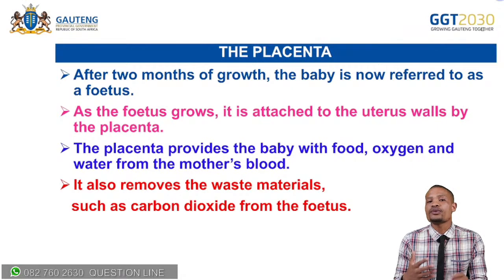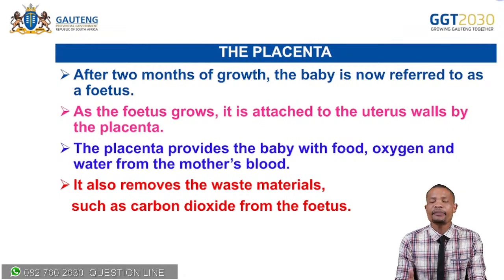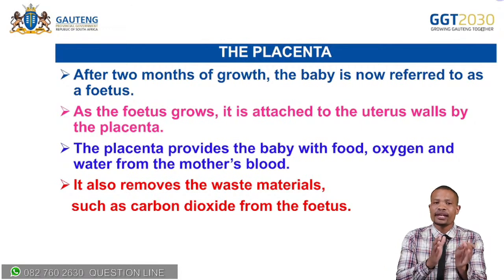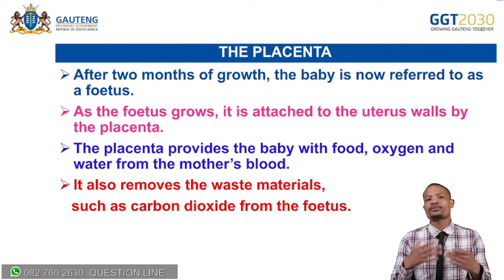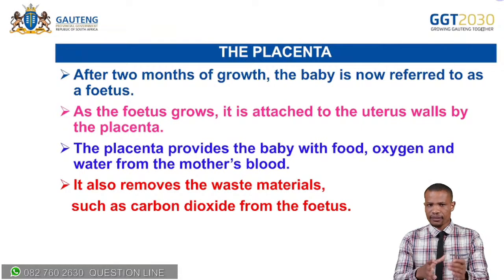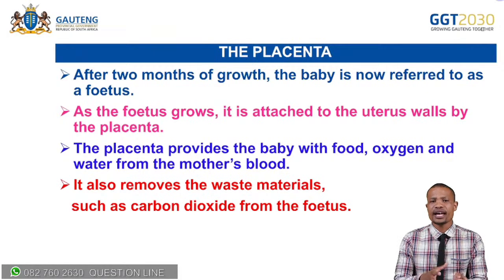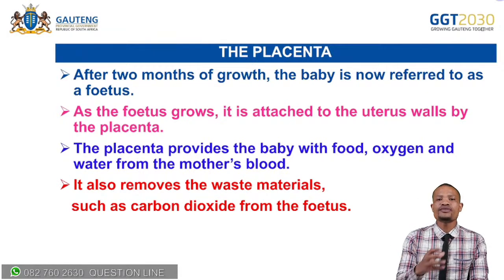It also removes waste such as carbon dioxide from the fetus. Remember, the baby or the fetus is growing and it's made up of cells. And what did we say about cells? We said cells undergo cellular respiration. And what is the byproduct of cellular respiration? It is carbon dioxide. So it only makes sense that you get carbon dioxide coming from the fetus, right? So the placenta removes this carbon dioxide from the fetus.